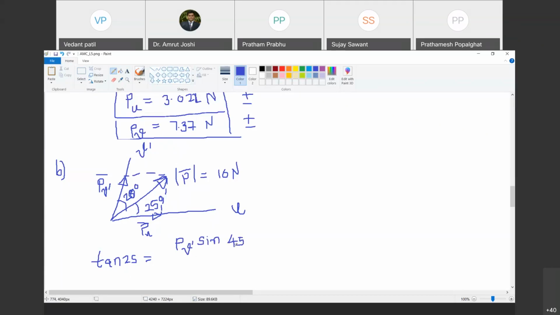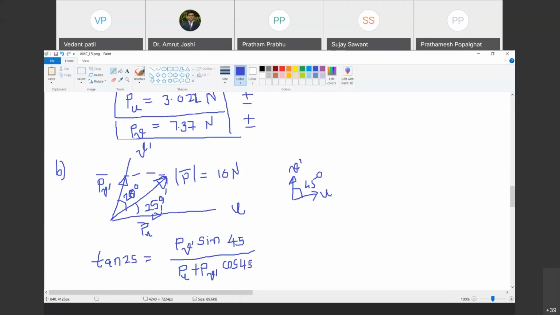Sine 45 what? Because the angle between U and V dash, the full angle, we have to write, U and V dash. Are you with me? Yes, sir. That angle is 45 degrees. Okay, so that is to be written. So PV dash sine 45 upon PU plus PV dash cos 45, right? Yes, sir.